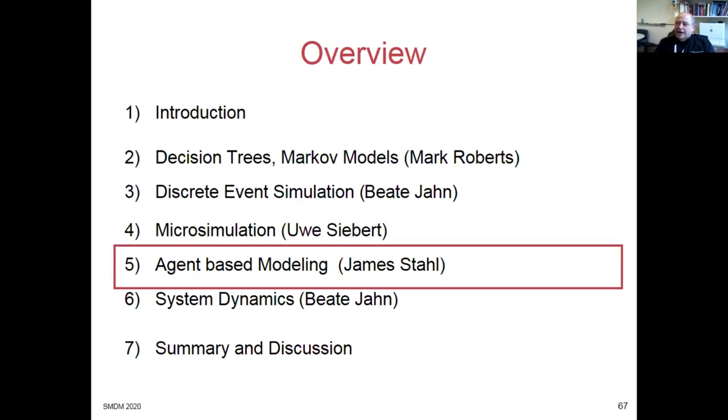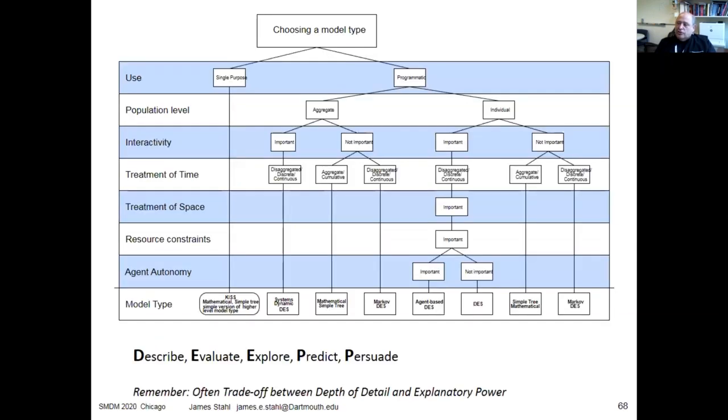So anyway, I'm going to talk about agent-based modeling. A lot of the material will be similar to what you've heard before. The reason we're doing an overview is because there are commonalities through all of these things, and there are some slight differences. So thank you, Beata.